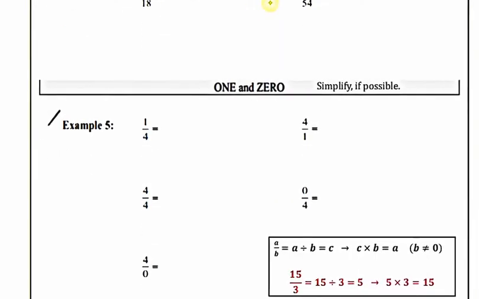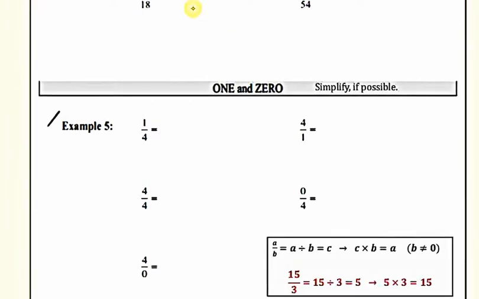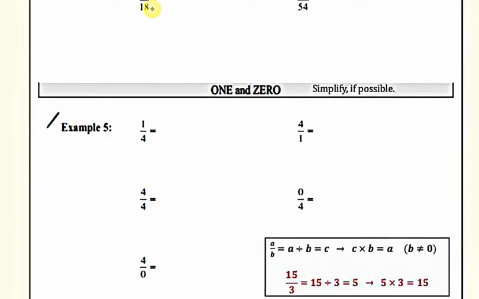Next, we want to simplify the following fractions. A fraction is considered simplified if the only common factor between the numerator and denominator is 1.